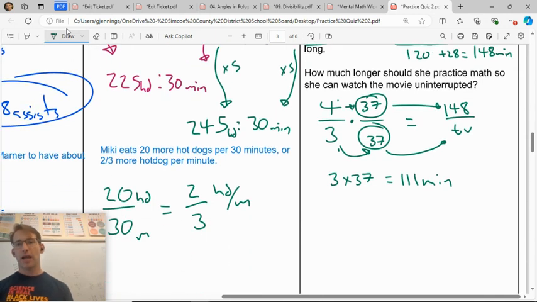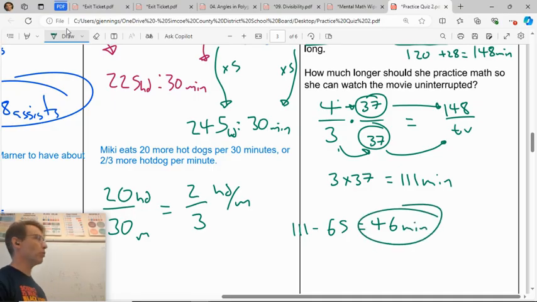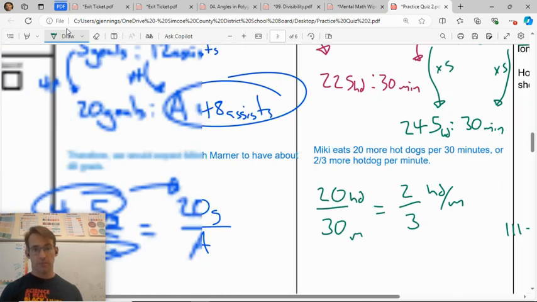And she's already practiced 65 minutes. So if we do 111 minus 65, that will give us 46 minutes. She needs to do 46 minutes more math practice. Then she can watch the whole movie uninterrupted. And what a life that's going to be for her, because she's going to go to a high level in math and get lots of entertainment. Isn't that great to have a balance in life? It's great. So great. All right.